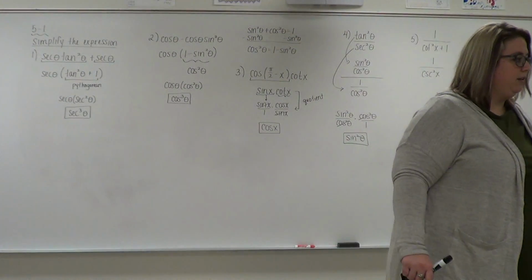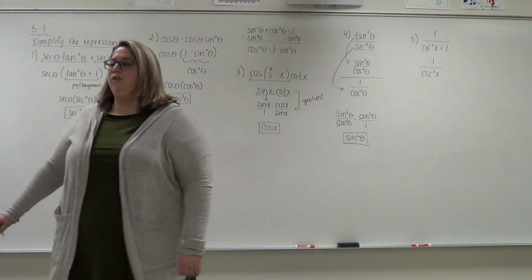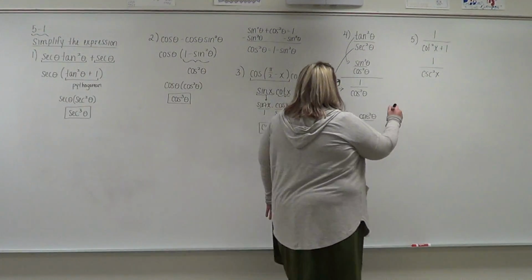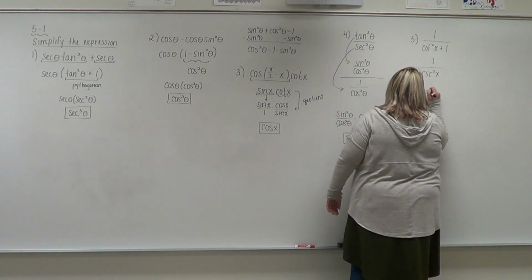Did you find it? Okay. Then what does 1 over cosecant squared turn into? 1 over 1 over sine squared, so just sine squared. Okay, because 1 over secant.